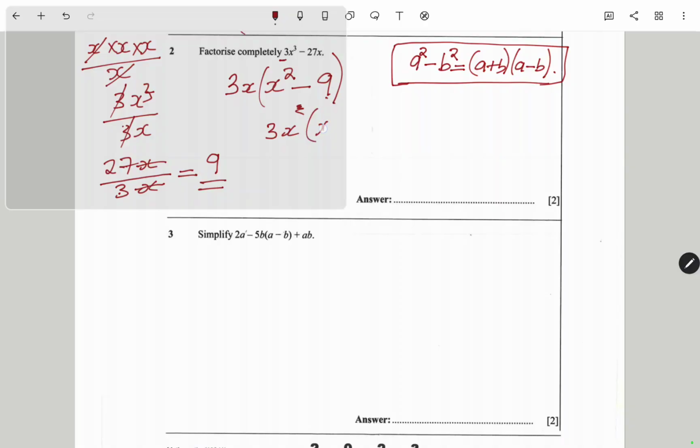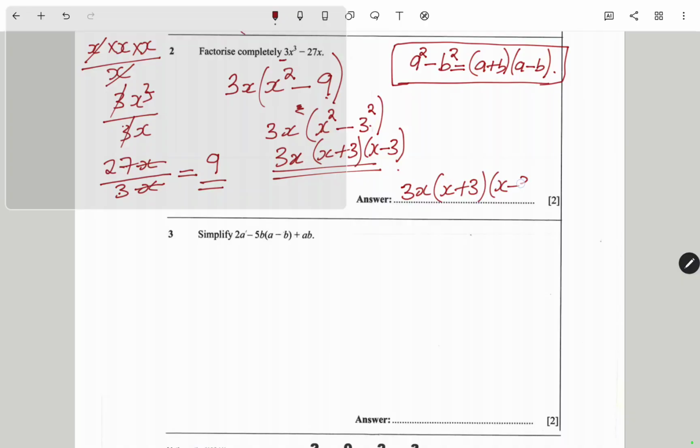3x, open brackets, x squared minus 3 squared. So this will be 3x. This and this is now a difference of two squares. It will be x plus 3, x minus 3. We're done. So this is how you solve such an expression. So 3x, open brackets, x plus 3, x minus 3.